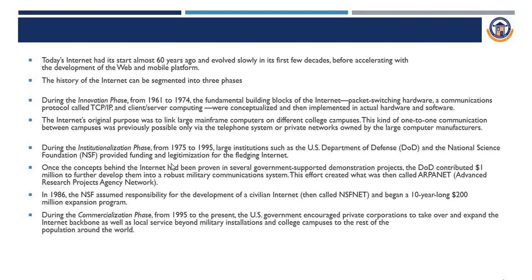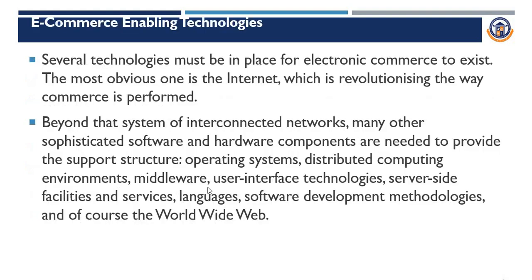This is the second phase, which is named the innovation phase. And the third phase is the commercialization phase, which started in the year 1995. The US government encouraged private corporations to take over and expand the internet backbone as well as local service beyond military installations and college campuses. So the rest of the population also started benefiting from that.